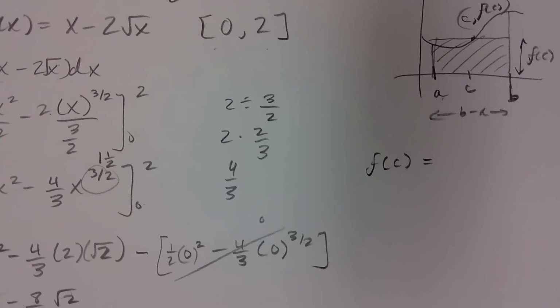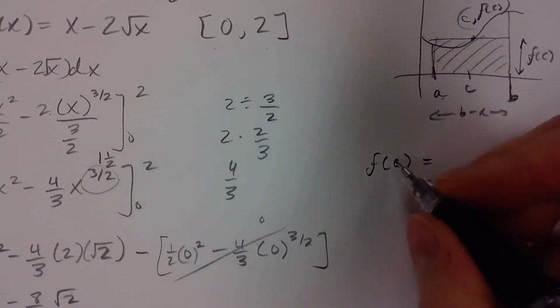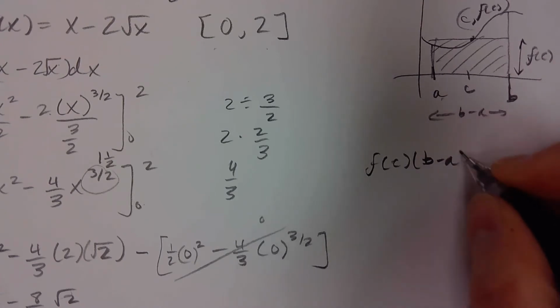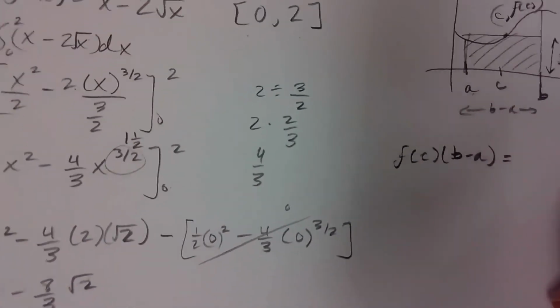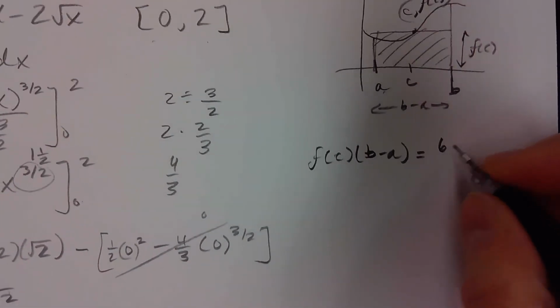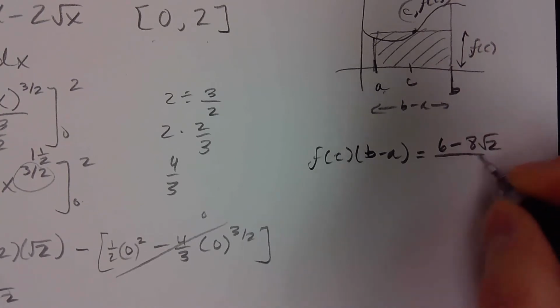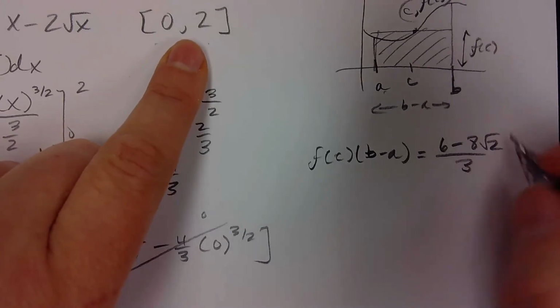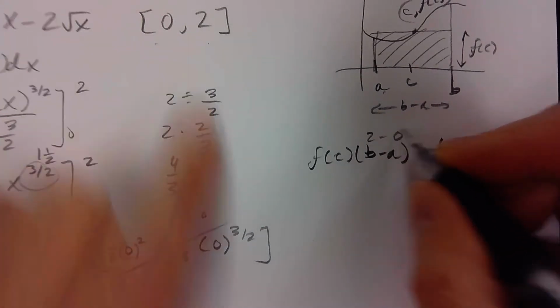I did not mean to write an equal sign. It should be times. So my area of the rectangle is the height times the base, b minus a. And that's going to equal that area that we came up with, 6 minus 8 root 2 over 3. So this is what I've got to figure out. So b minus a I know. That's from my interval. So this is going to be 2 minus 0.